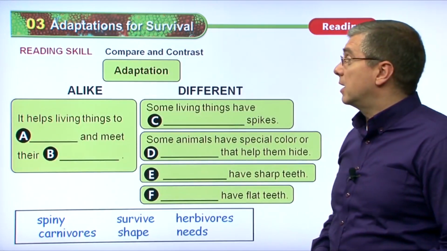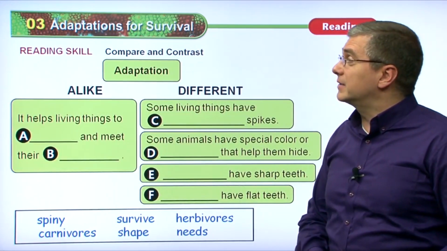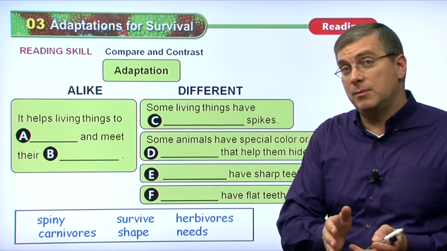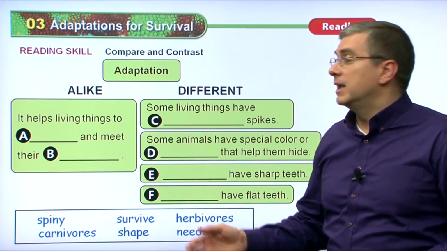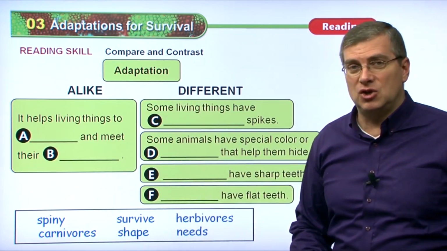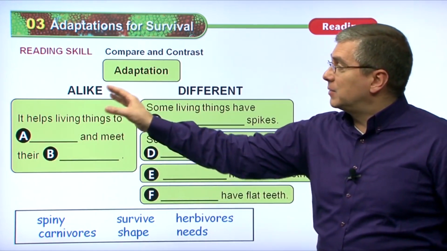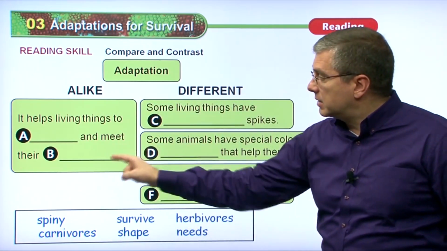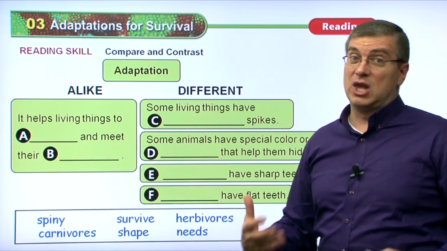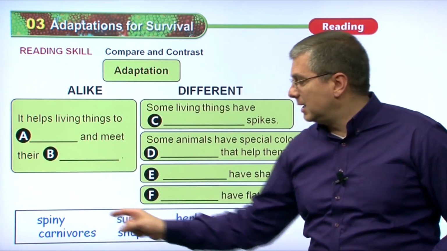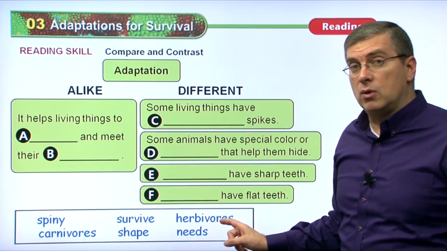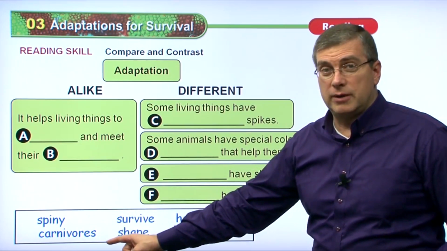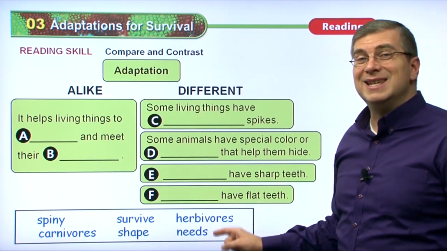Okay, let's look at our chart here. Our chart is looking at the reading skill, compare and contrast. So we're comparing things. How are they the same? Contrast, how are they different? And our topic, of course, is adaptation. We're talking about how adaptation is alike, how adaptation is different. Our words down here, we need to fill in these blanks with these words. We have a lot of blanks. Our words are spiny, survive, herbivores, herbivores, carnivores, carnivores, shape and needs.